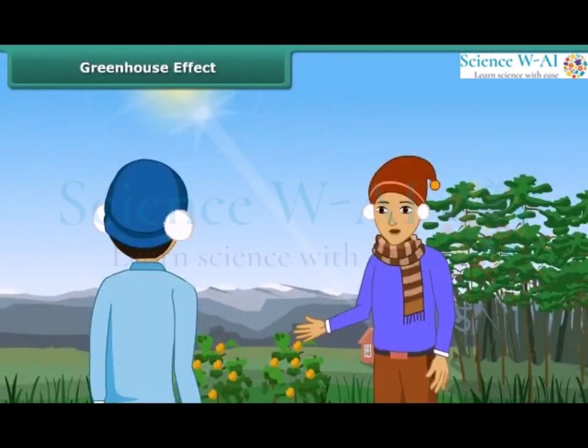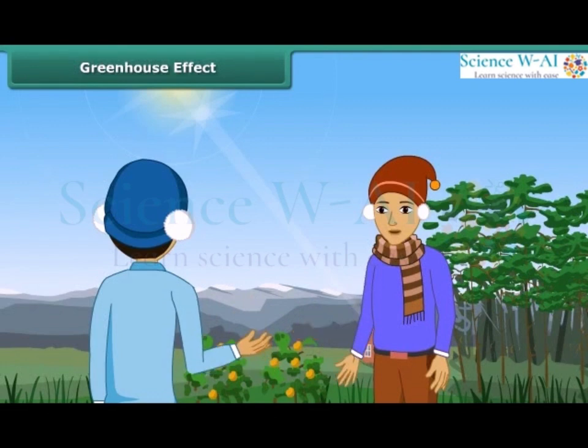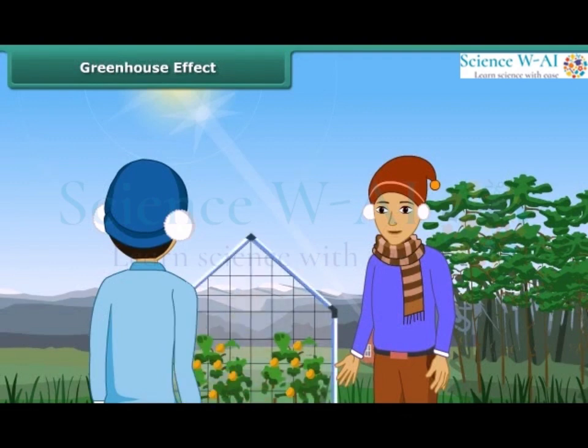It's freezing. This may ruin the plants. You know, there is a way to save these plants from this extreme cold. What is that? We can use the greenhouse effect to protect them from cold. What is the greenhouse effect? See this house. This has so many glass panes.